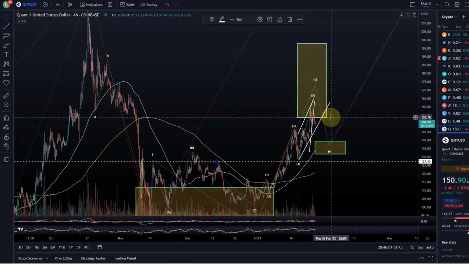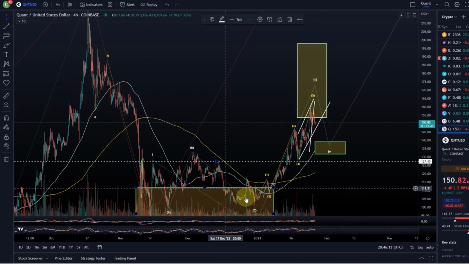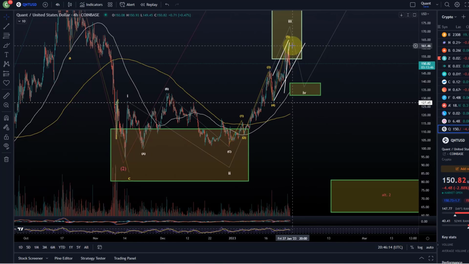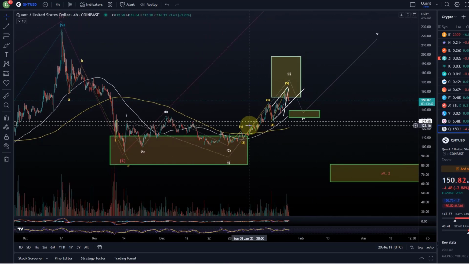which ranges between $153 and basically $198. Quite large, but the minimum expectation was $153, which is the 1.618 extension of the wave one. Now that expectation has been fulfilled, and now it's all about understanding the bigger picture.